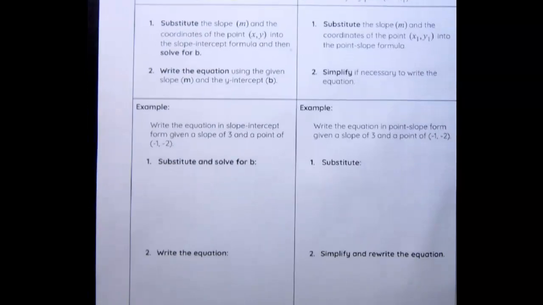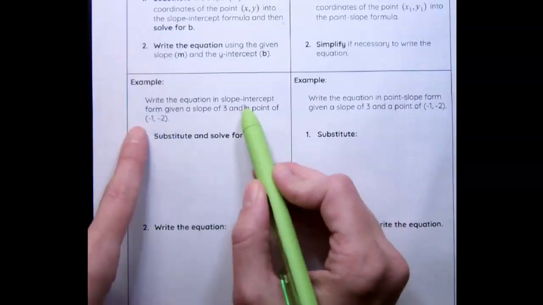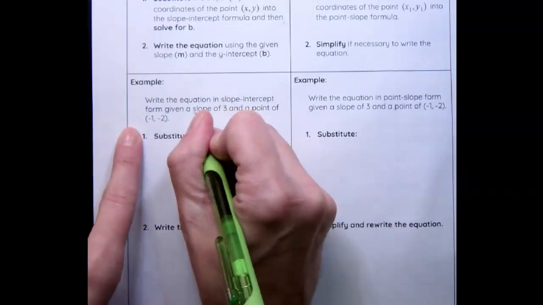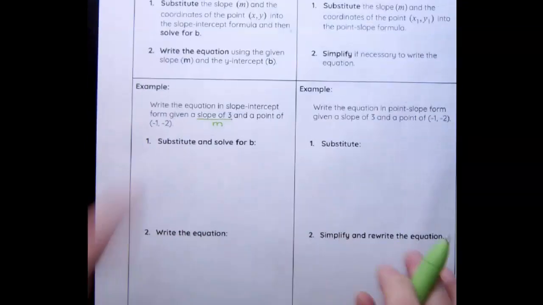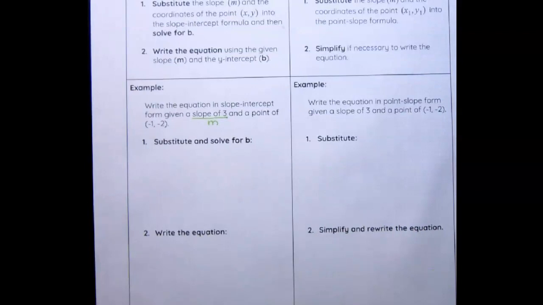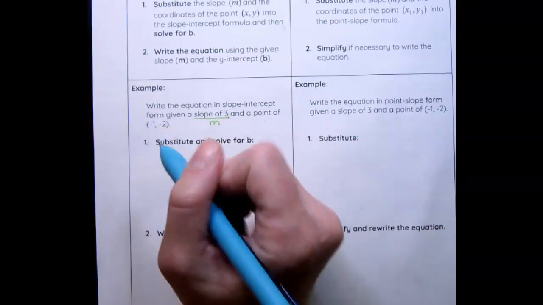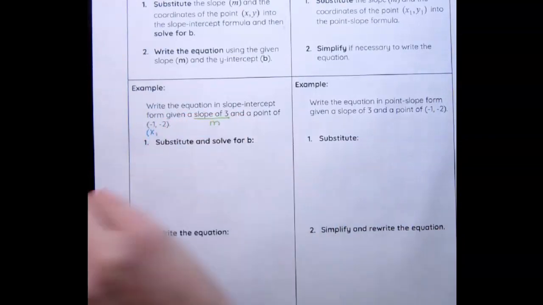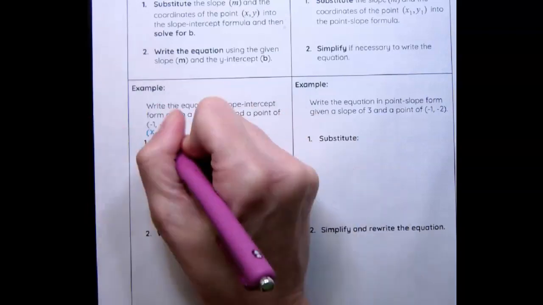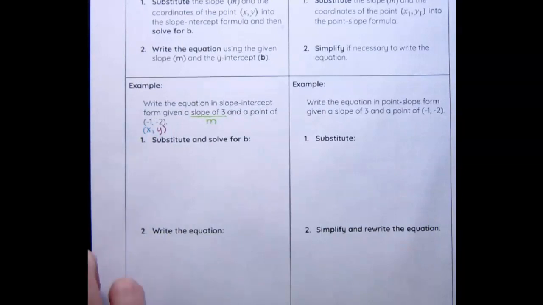So here's the example. Move this up just a little bit. We are going to write an equation in slope-intercept form given a slope of 3. Remember, we use m for slope, and I'm going to be color coding this whole thing, so pay attention to that too. And a point of -1, -2. So this -1 is your x value, and the -2 is your y value. And that is important, so be careful with that.